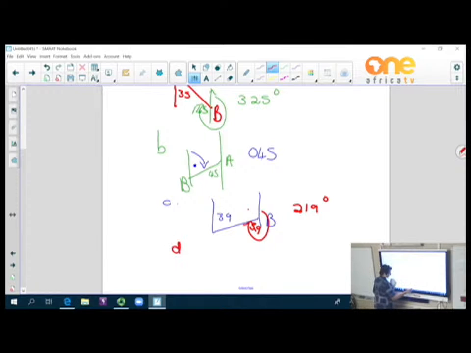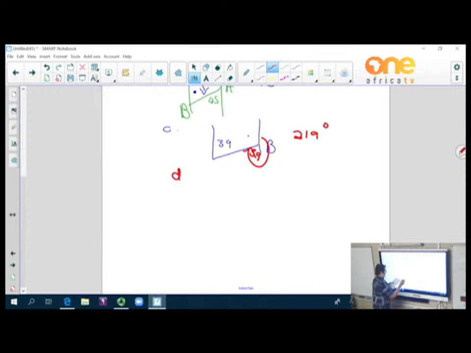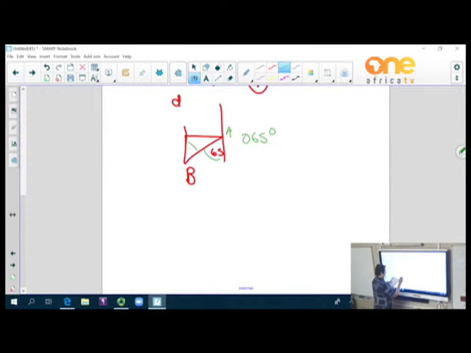Number D. So this one looks like this. Here we have this triangle, and point B is here. So this is the second north line that we have. This one is 65 degrees. Again, A from B, so this is what we want. There it is, and this one is alternating with this one. So it is 065 degrees there.